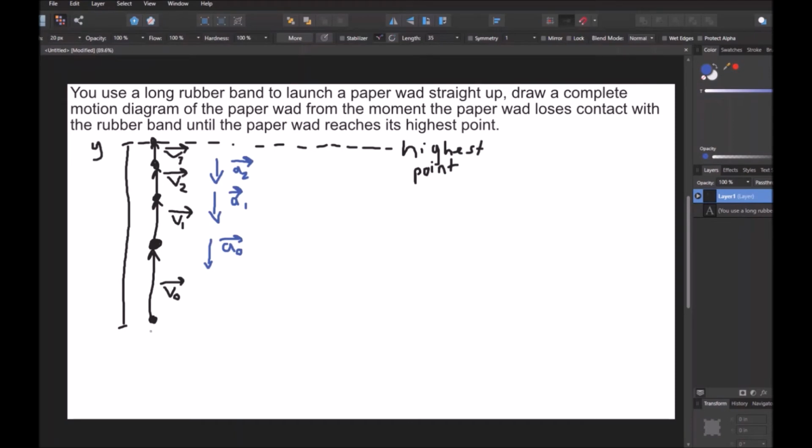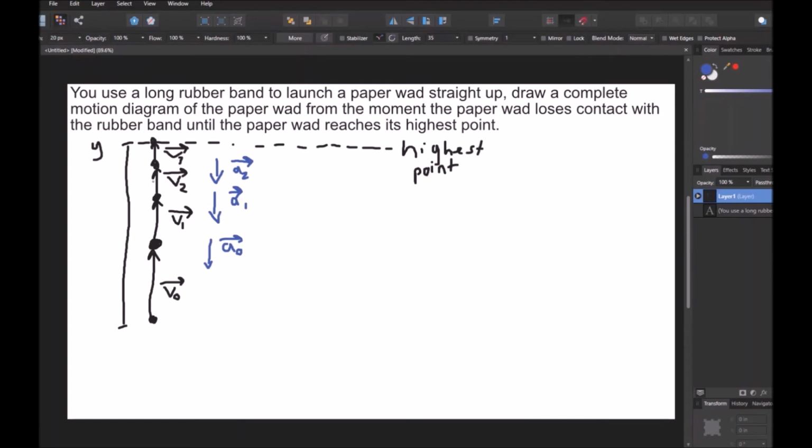with the rubber band, right? So when you have this paper wad in the rubber band and you release the rubber band, there's going to be a split second where the paper wad is still in contact with the rubber band, but here is actually where the paper wad is released and it loses contact with the rubber band. So at this point the paper wad is flying vertically through the air.